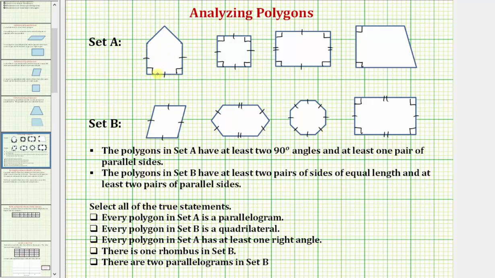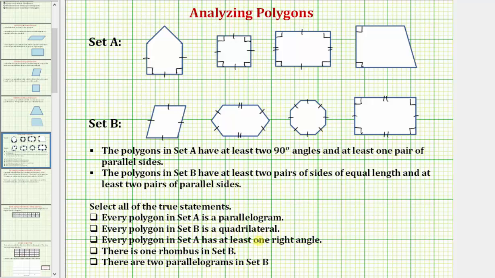And also notice how this last polygon only has one pair of parallel sides. These two sides are parallel, these two sides are not. And therefore this is a trapezoid, which is not a parallelogram. So this first statement is not true, so we don't check it. The second statement is every polygon in set B is a quadrilateral.